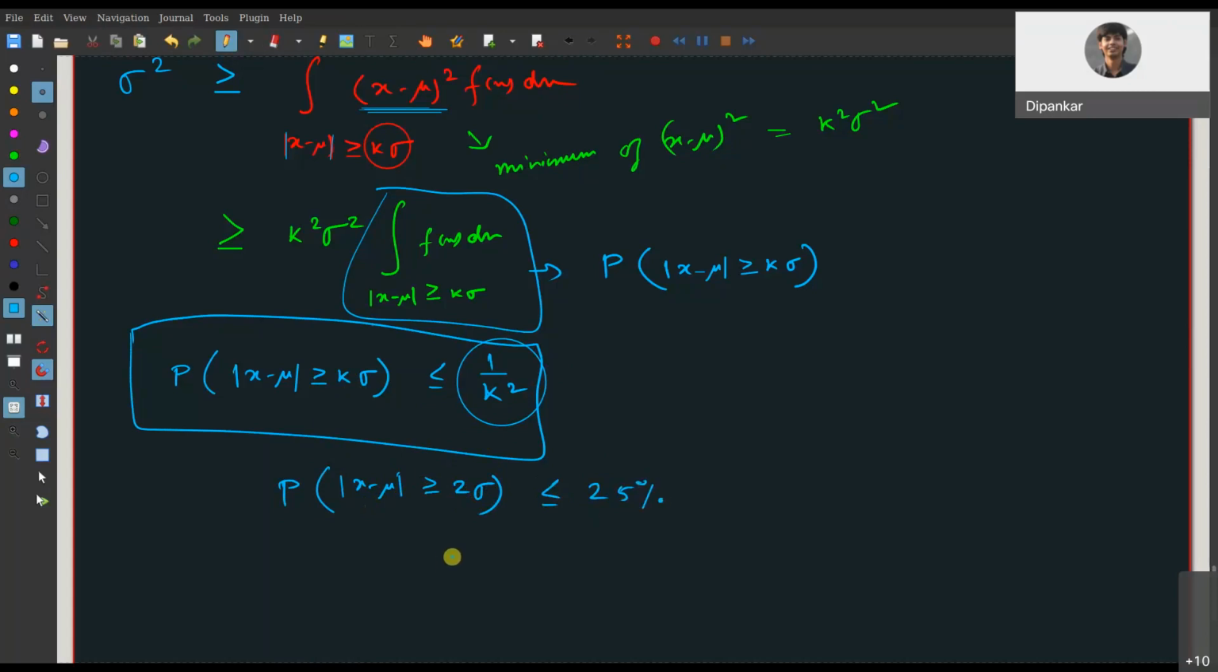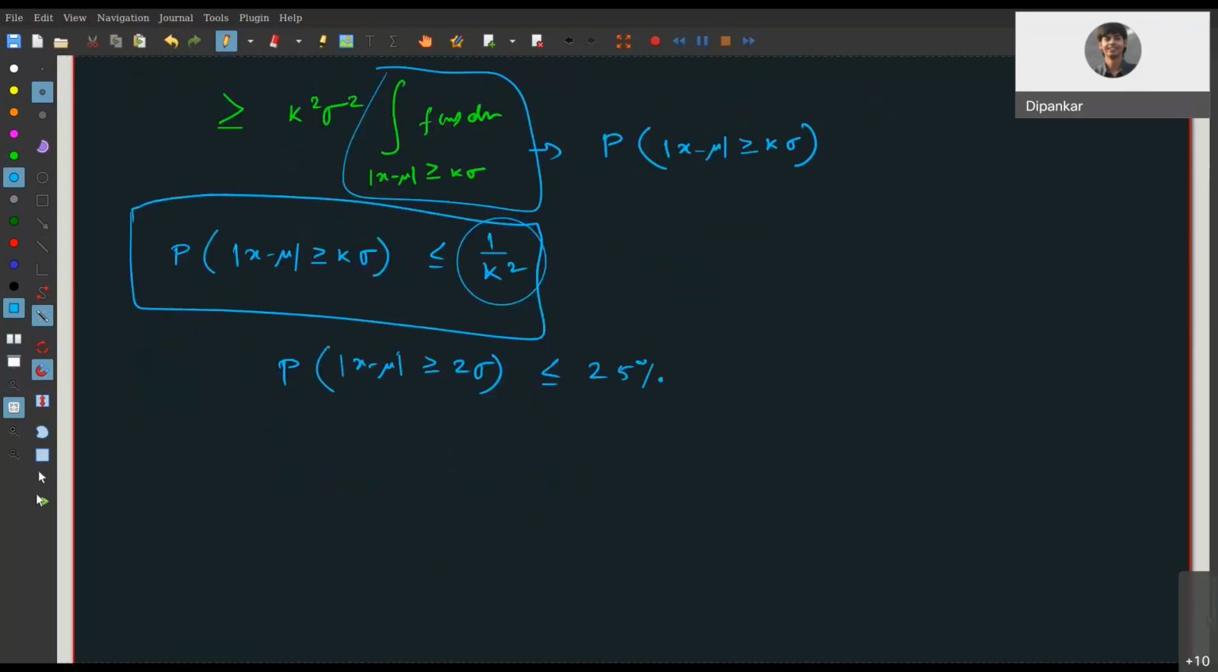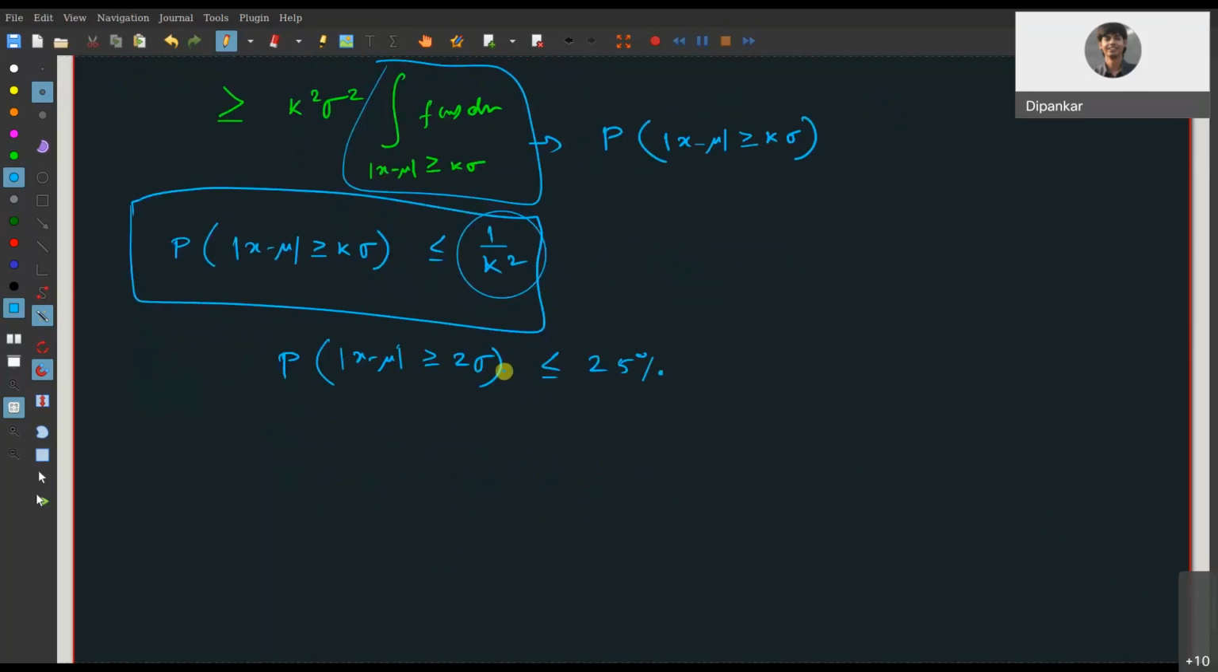You see that the Gaussian distribution is well within this limit, because 2 sigma is a 95% confidence level. That means the value of this for a Gaussian is almost 5%, which automatically satisfies this 25% bound. So even if you don't know the exact nature of the distribution, you can always say something about the probability of finding x away from μ by 2 sigma using this inequality.